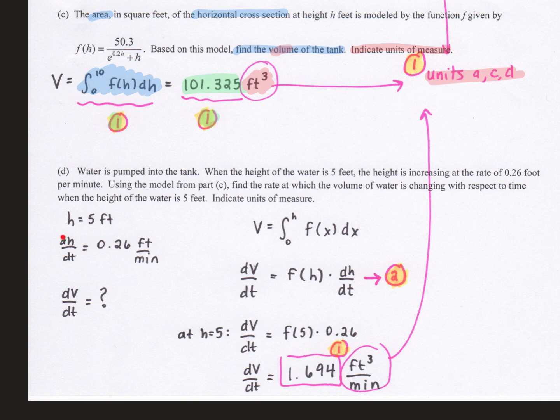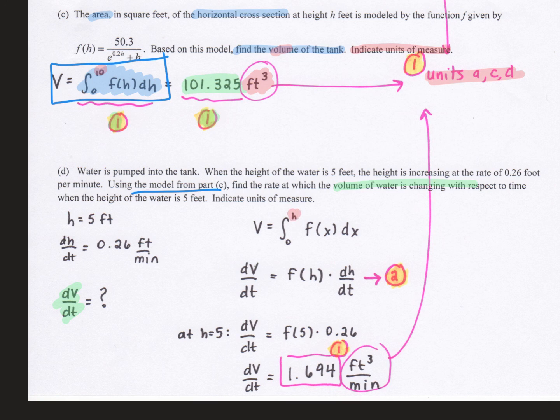So that would be dh/dt. That's how you represent a rate of change, 0.26 feet per minute. And I'm asked to find the rate at which the volume is changing with respect to time. So I'm asked to find dV/dt. My volume equation from part C is this one right here. But that was specifically for a height up to 10. I want this to represent any height, so I need to replace that upper limit. Instead of a 10, I'm just going to call it an h so it can represent any height.